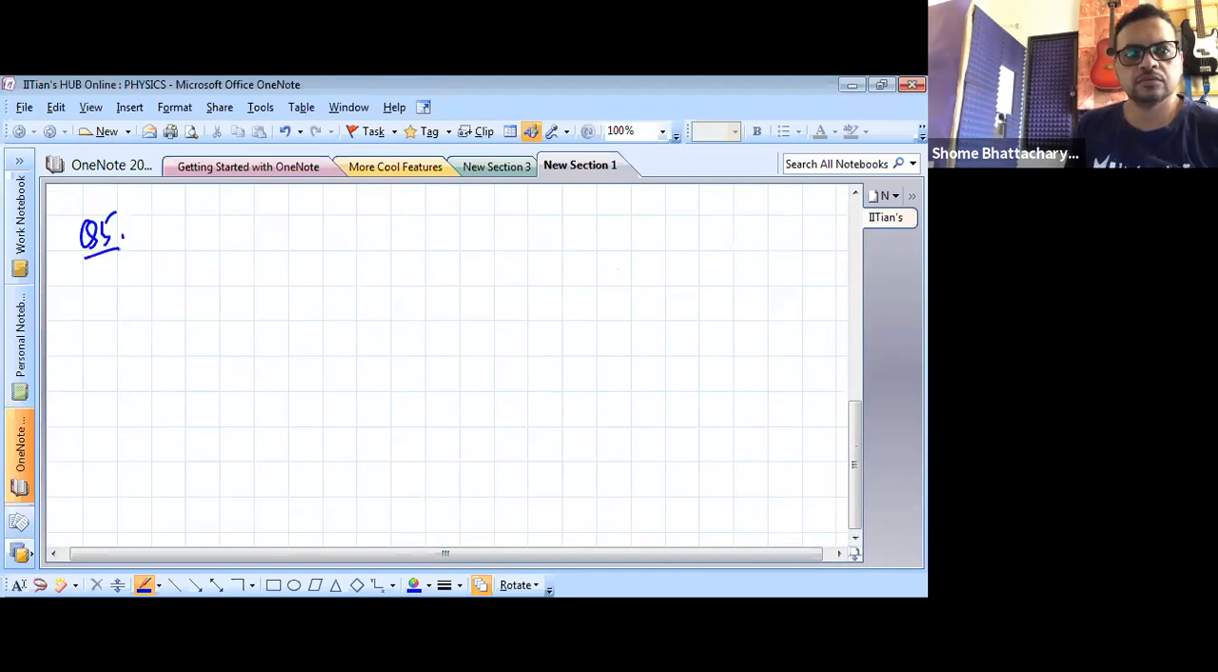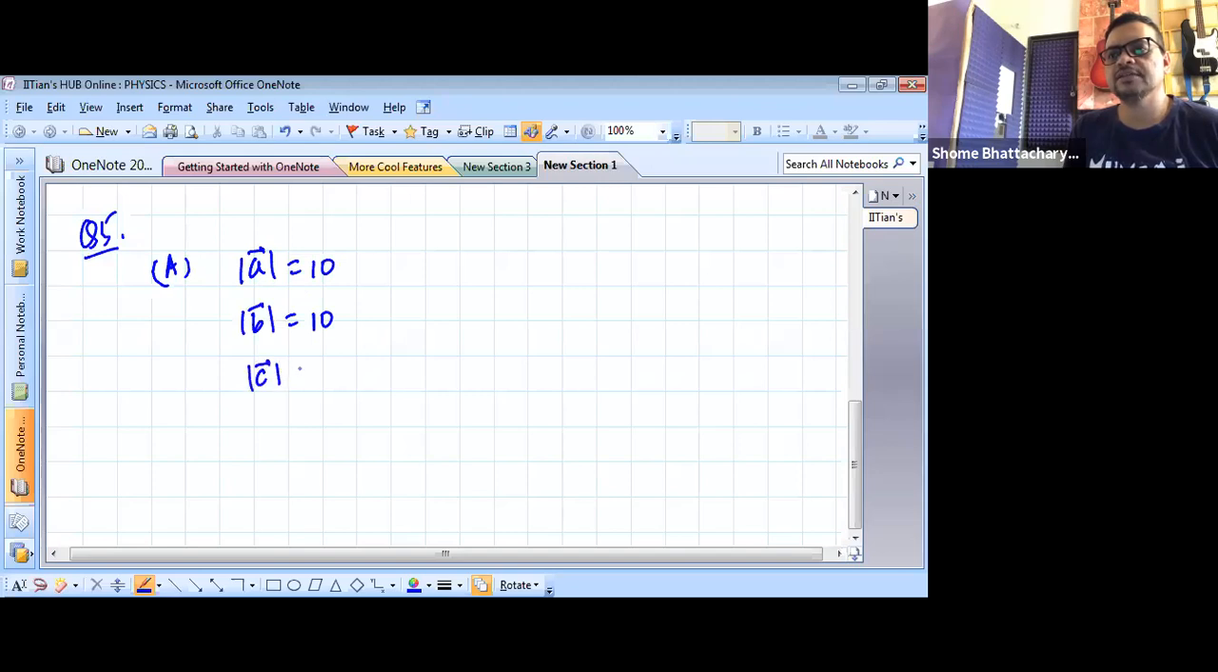So question 5 is asking the resultant of if the following vectors may be equal to 0. Okay, so the option A says that we have vectors of magnitude 10, 10 and 30. Suppose we have a vector A of magnitude 10. We have a vector B of magnitude 10 and a vector C of magnitude 30. It's asking, is it possible? Can A plus B plus C be equal to 0?